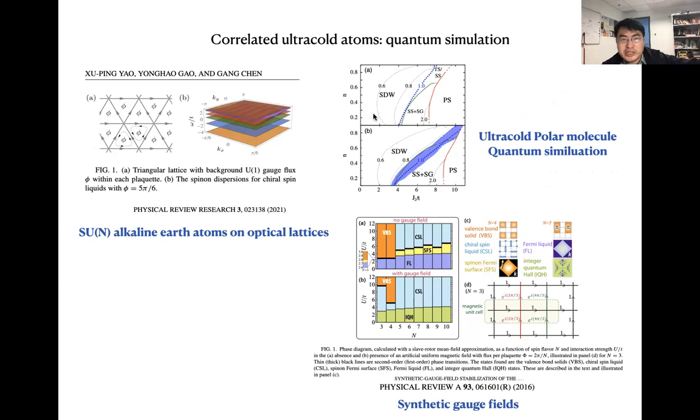And we are interested in quantum simulation in ultra-cold atoms such as SU(N) symmetries of alkaline earth atoms, ultra-cold polar molecule quantum simulation, synthetic gauge fields. Yeah, that's pretty much the sum of our recent interests.